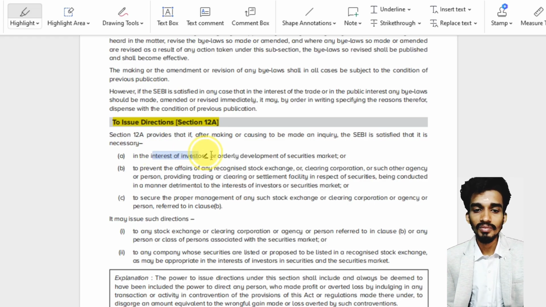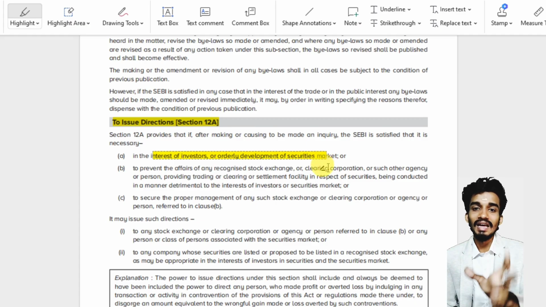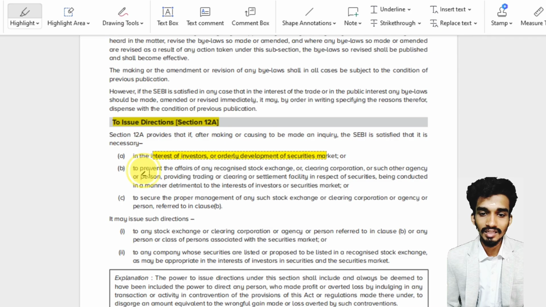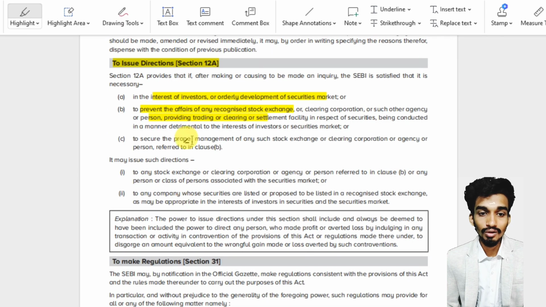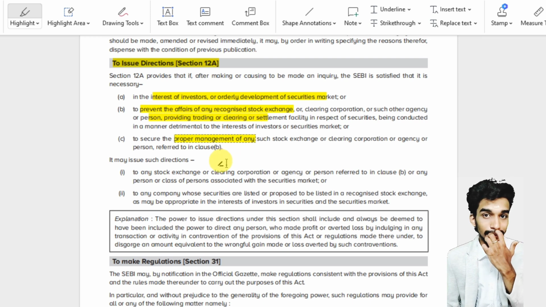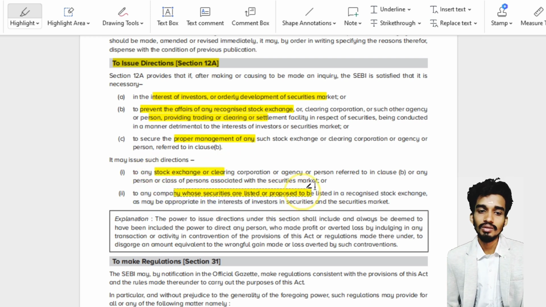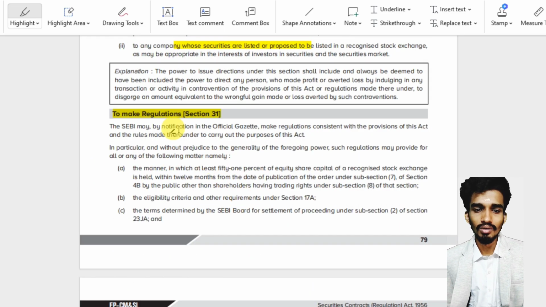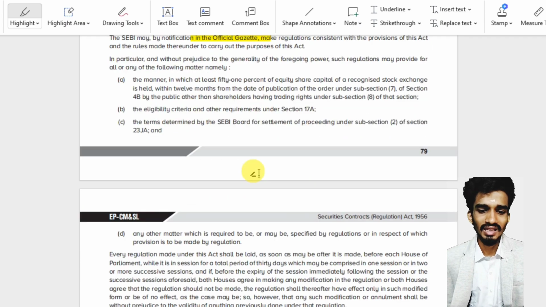If the public interest or the interest of investors requires it, SEBI can direct the stock exchange to follow these rules, to prevent any undesirable transactions or to secure proper management. They can issue directions to any stock exchange, or to a particular company or particular securities, and make regulations, which have to be published in the official gazette, with the same rules and conditions.